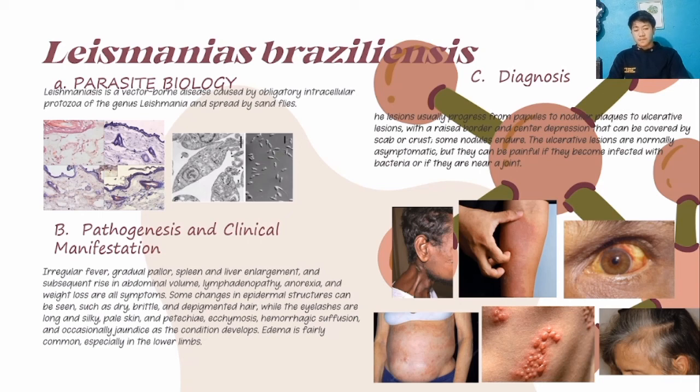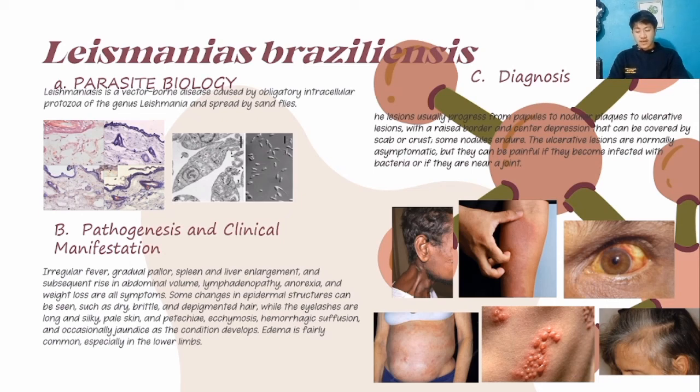Pathogenesis and clinical manifestation. Irregular fever, gradual pallor, spleen and liver enlargement with subsequent rise in abdominal volume, lymphadenopathy, anorexia, and weight loss are all symptoms. Some changes in epidermal structures can be seen, such as dry, brittle, and depigmented hair, while the eyelashes are long and silky, pale skin and petechiae, ecchymosis and hemorrhagic suffusion, and occasionally jaundice as the condition develops. Edema is fairly common, especially in the lower limbs.